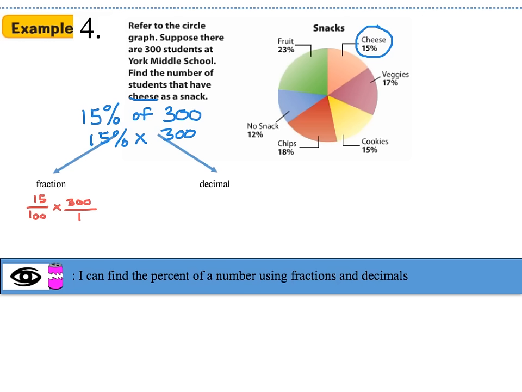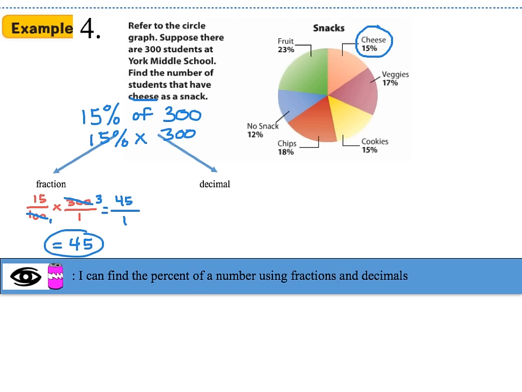What I can do now is cross cancel. I know that 100 goes into 100 once, and 100 goes into 300 3 times. So let's multiply our numerators now. 15 times 3 is 45, and 1 times 1 in the denominator is equal to 1. So this means that 45 kids have cheese snacks.